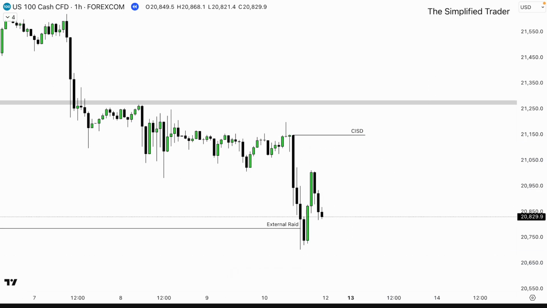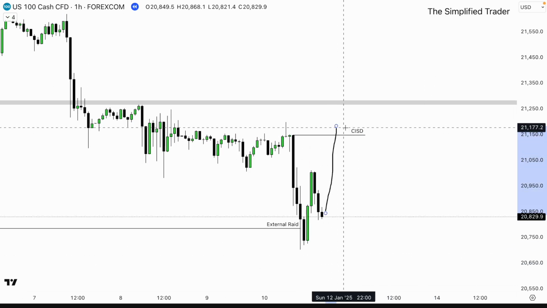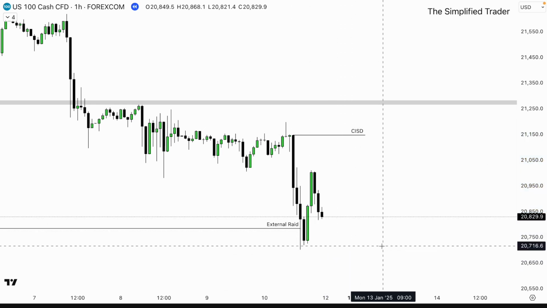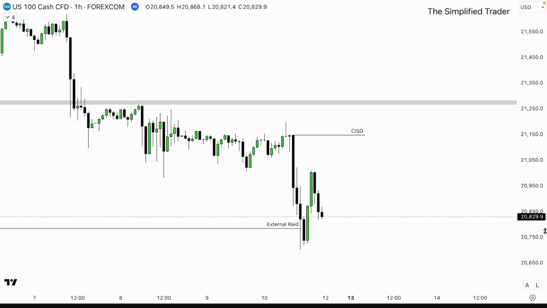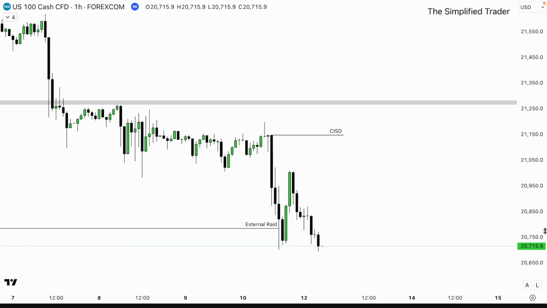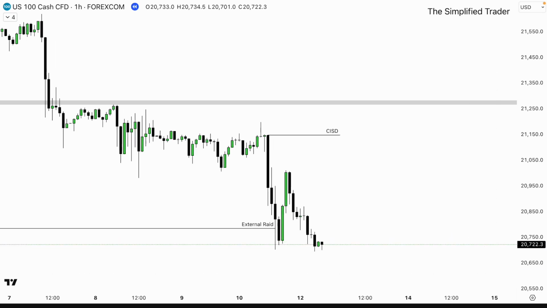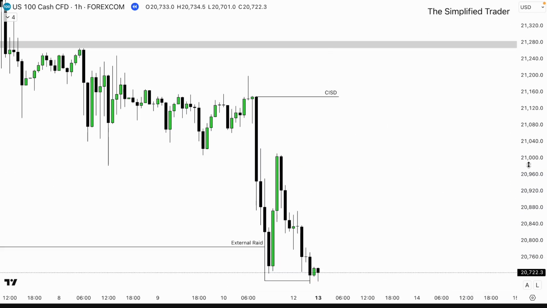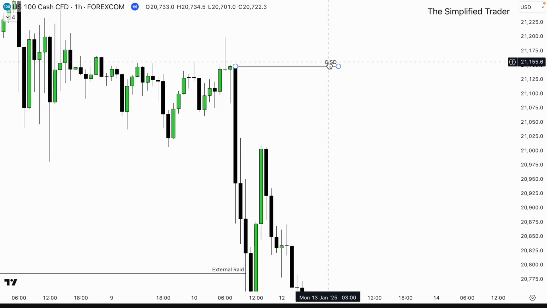So either price action trades up and we get a change in the state of delivery, or we go down, sweep the low, and it resets. Let's see what happens. Here we can see we have swept out the low, so my change in the state of delivery moves down.